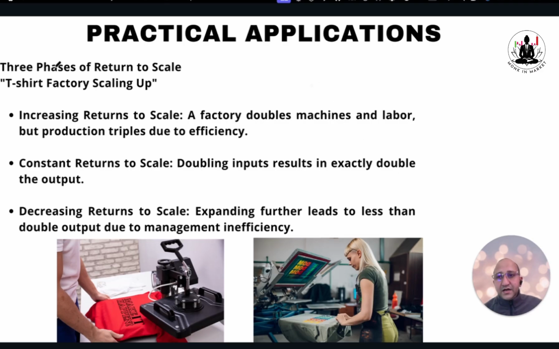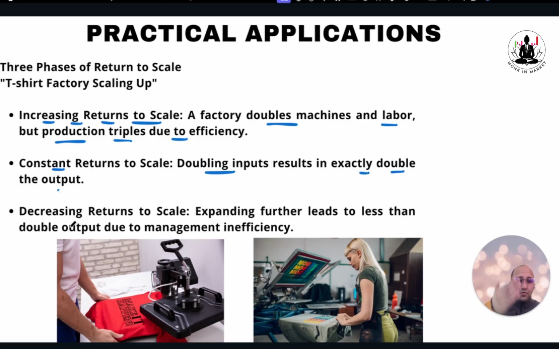Now, three phases of the law of scale, right? Initially, as I told you, when we start the production or when we increase in the initial phases, the production increases. As the factory doubles the machines and the labor, the production triples, right? This is called increasing returns to scale. Then after some time it becomes constant. Doubling the input gives exactly the same amount of return.